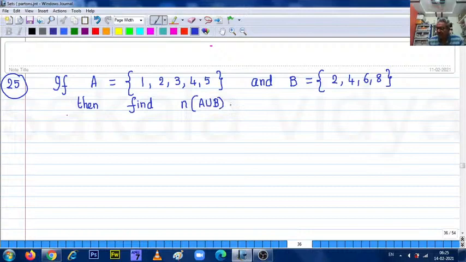So welcome all of you. First of all, n of A union B means the cardinality of A union B needs to be evaluated. Before going to find the cardinality of A union B, it is necessary to find A union B first. After that, count the number of elements present in the set A union B. So that gives us our answer n of A union B. So first let us write down the given data. That's important. Given data.